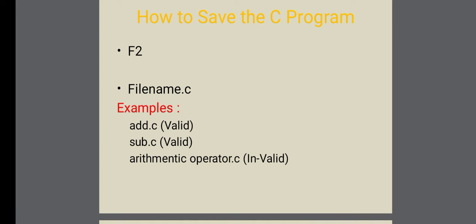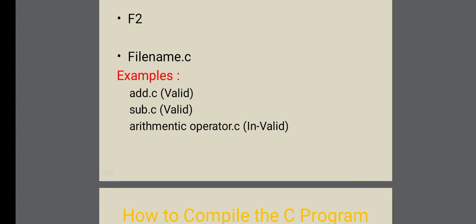So C programs have the extension .c, while header files have .h. If we want to write a program for the sum of numbers and save it, the file name can be add.c or sum.c. We can write anything, but we must give the extension .c, so that it will be a C program. For example, add.c, sub.c, arithmetic operator.c.